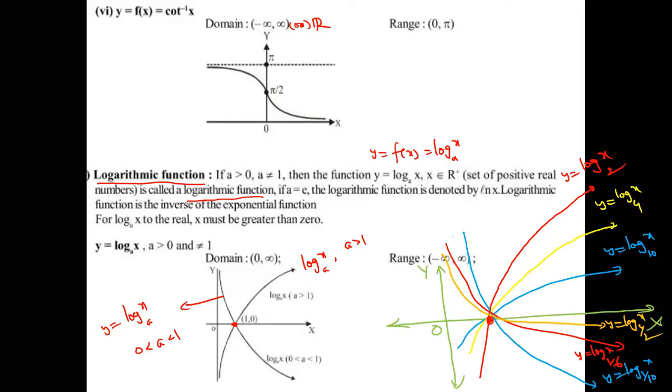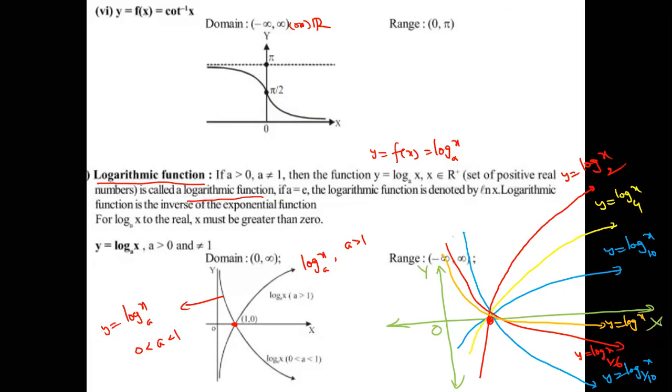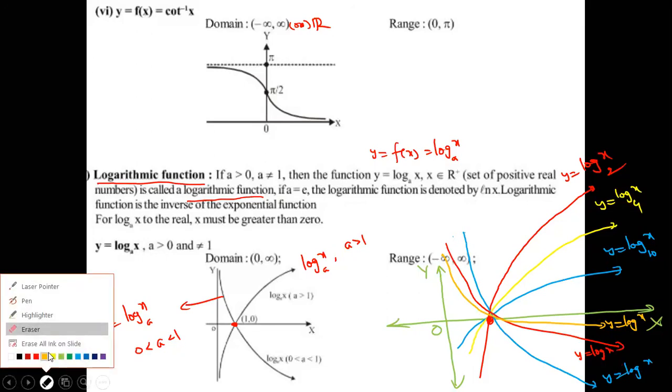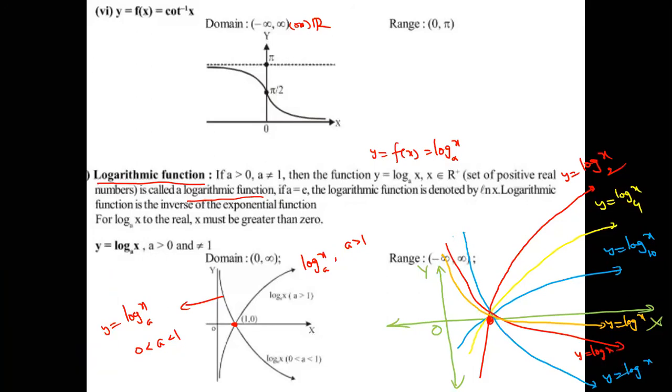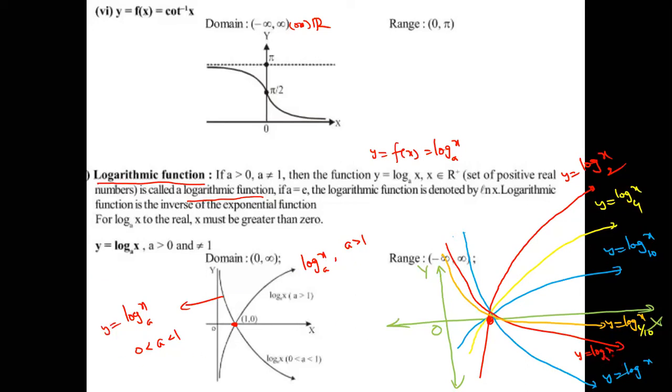Just a minute, dear students. Yellow color is there; that means this is 1 by 10. Red color is there; we can take some number, 1 by 6 like that, 1 by 4, no problem. This is 1 by 2. But what you are observing, all the graphs are passing through 1 comma 0. So these types of observations are very, very important.